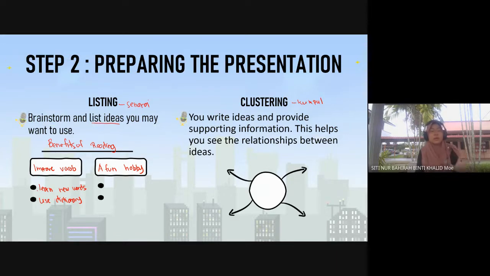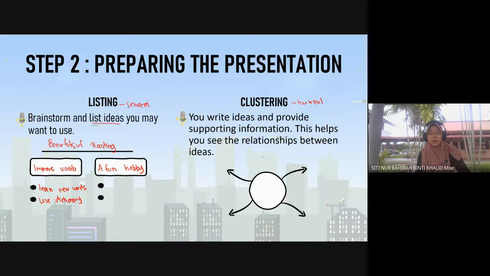So dekat sini, at this stage, you don't edit anything. Okay, so you just list down anything that come to mind, anything that you find, and you just list down everything. And then baru nanti kamu akan edit, maybe you want to change certain things, maybe you want to delete certain things, and then baru you create your outline. Okay.